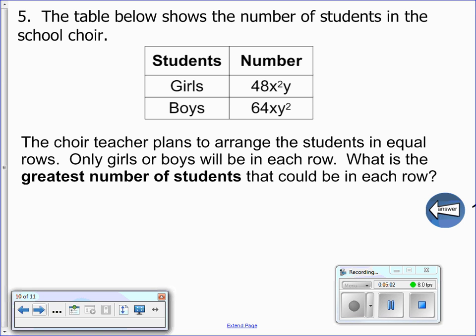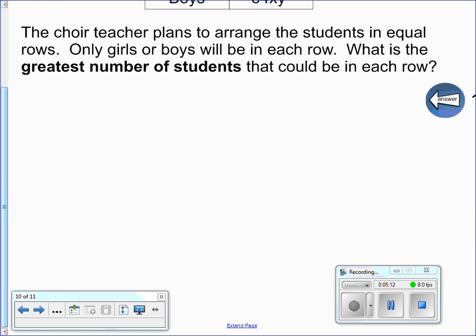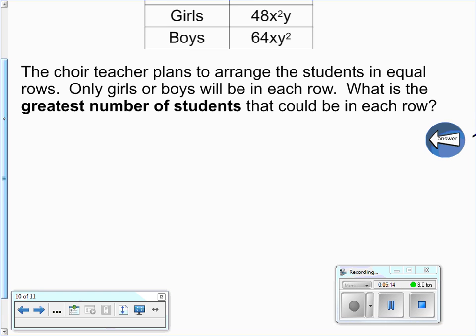The table below shows the number of students in a student choir. The choir teacher plans to arrange the students in equal rows. Only girls or boys will be in each row. What's the greatest number of students that can be in each row? So again, I'm finding the GCF of 48 and 64.